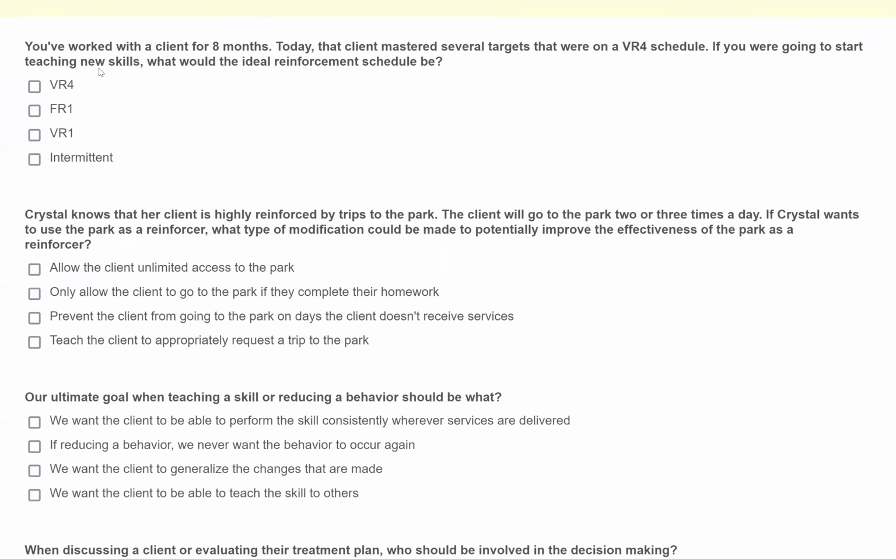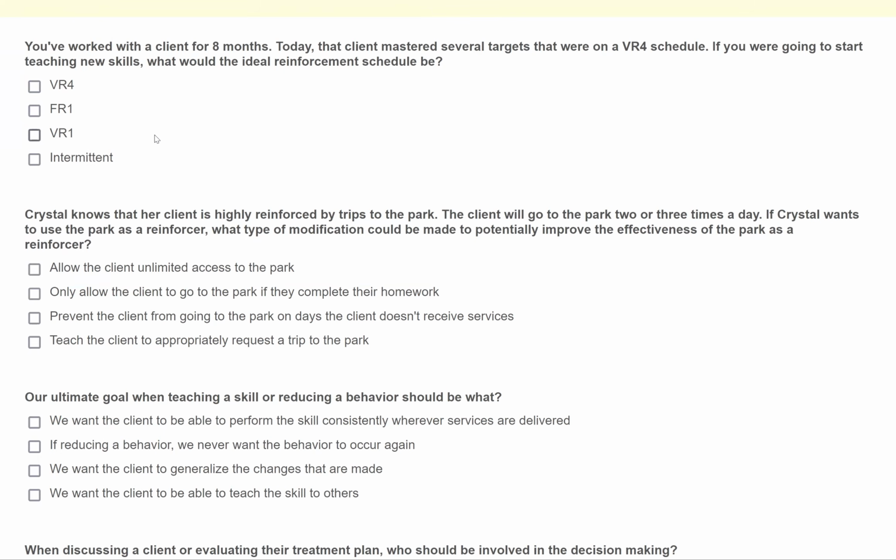But now we want to start teaching brand new skills. And ideally, when we're teaching brand new skills, what type of reinforcement system are we looking at? Are we just going to reuse the reinforcement schedule they had before? Are we going to use a VR4? Well, no, because if the client mastered those targets, you can probably assume they were learning them, they were strengthened already, and they're at the very end. If we're teaching a brand new skill, we don't want a VR4. Why?